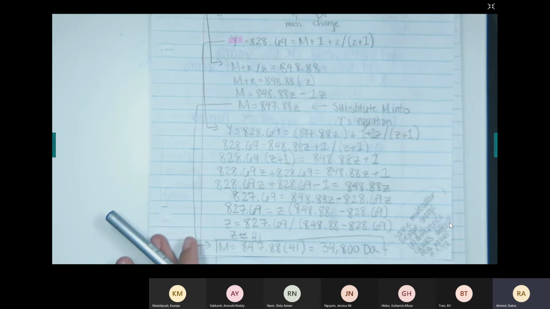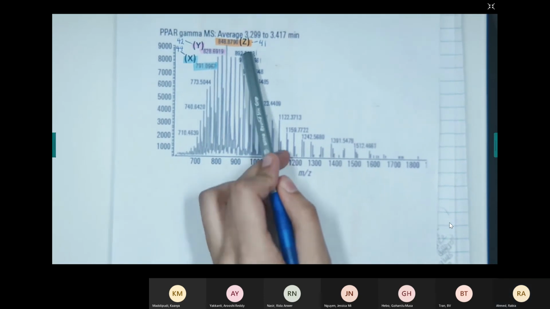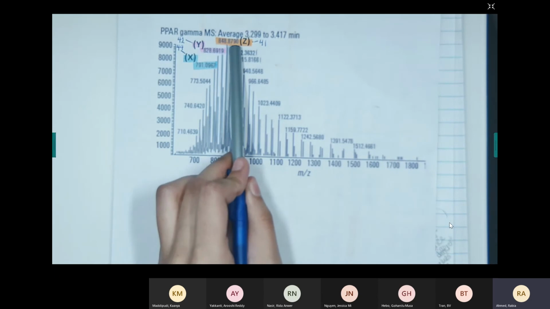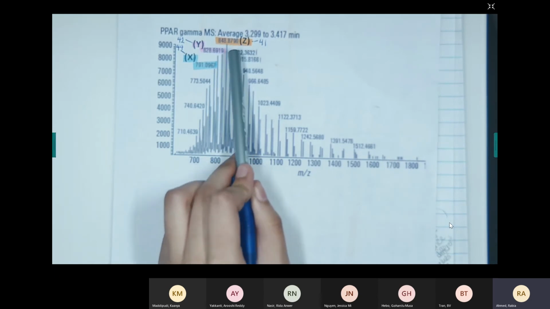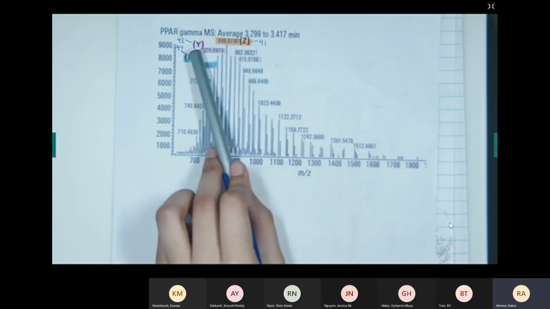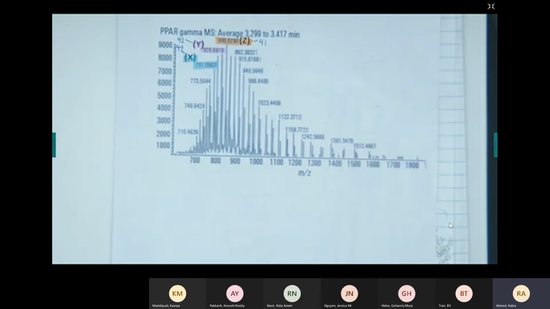So the M is going to equal 847.88 times 41, which is the Z charge, equals 34,800 Da. Basically this 41 charge that we got is for the Z protein here. Since Z has a higher M over Z, it's going to have a lower charge than Y. And since Y is one peak away, it's going to be 41 plus 1, which equals 42. Does that make sense to all of you guys, or is that confusing?